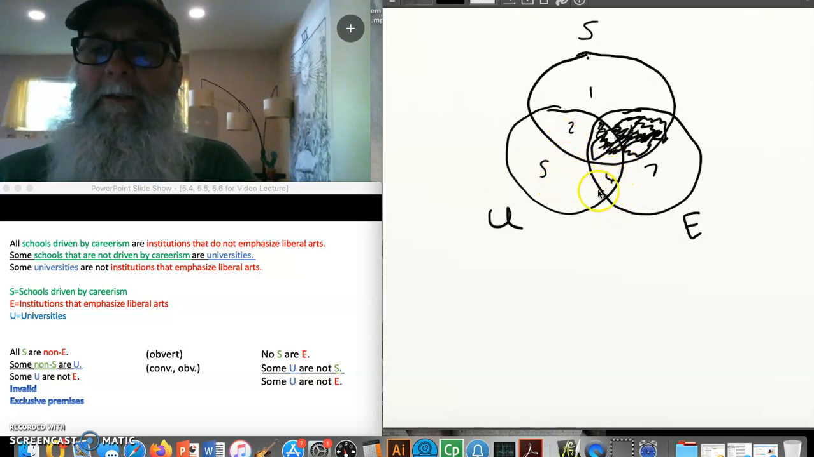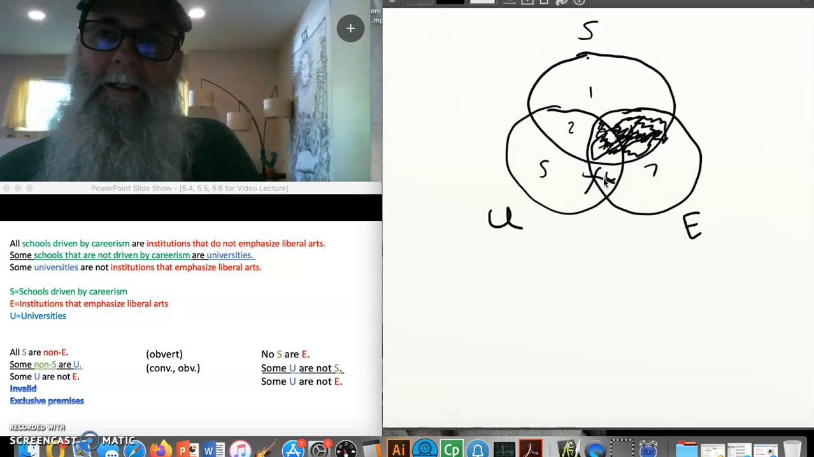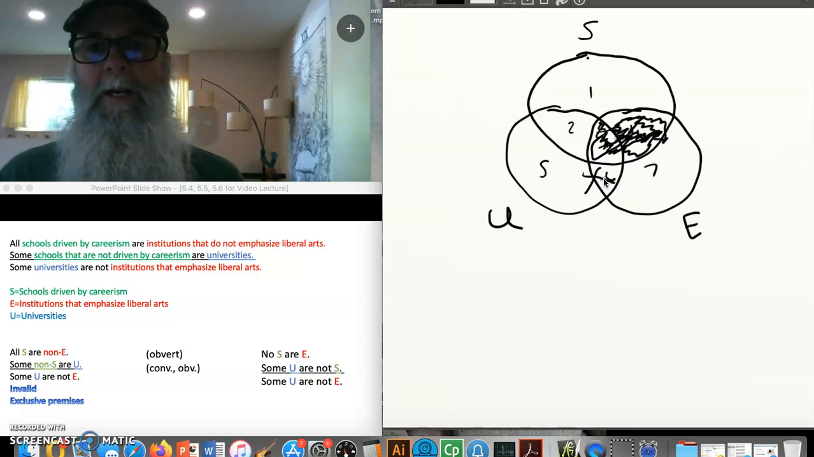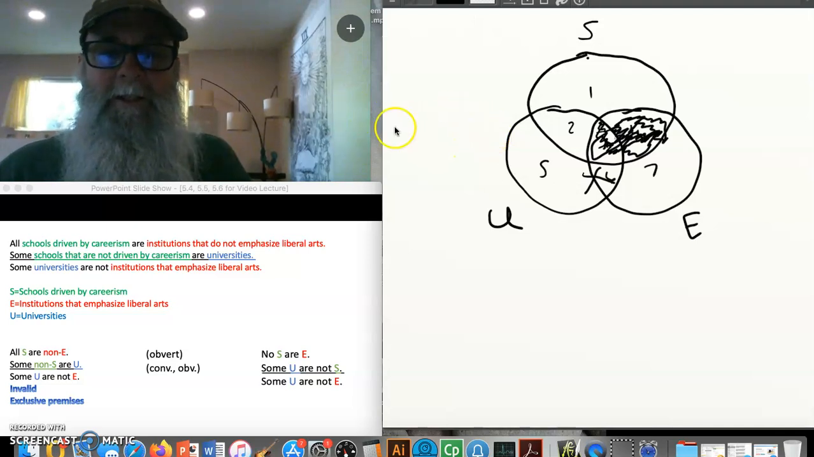But I don't really have any reason to choose 5 over 6 because whether it's in 5 or 6 means that that's a U that's not an S. And when I have 2 possible places I could put it and I don't have any reason to choose one over the other, I got to put it right there on that line. And again, anytime I have an X on a line, I got a problem. All right? So I've just shown this argument to be invalid by two methods. The rule that it breaks is exclusive premises.